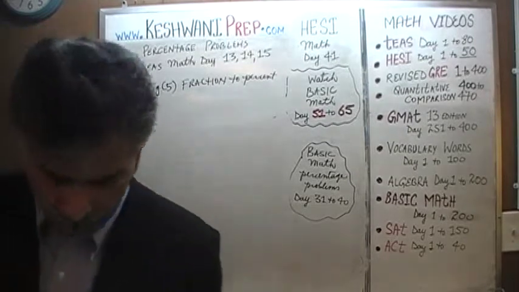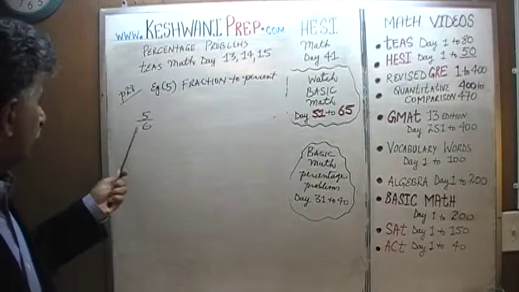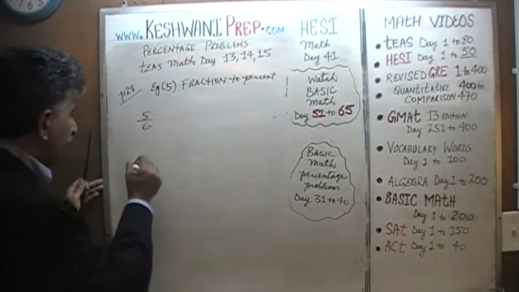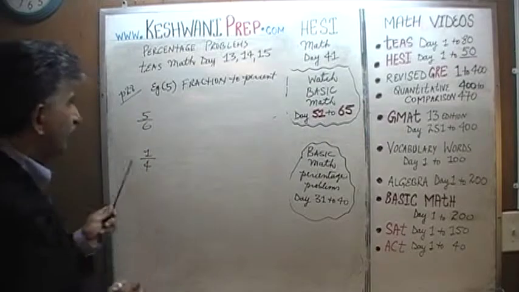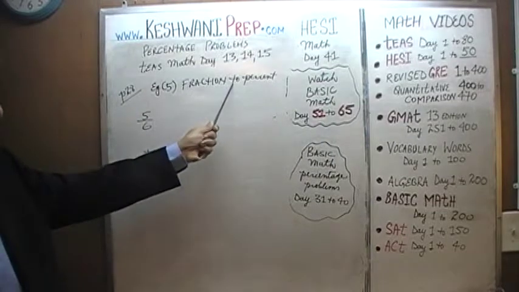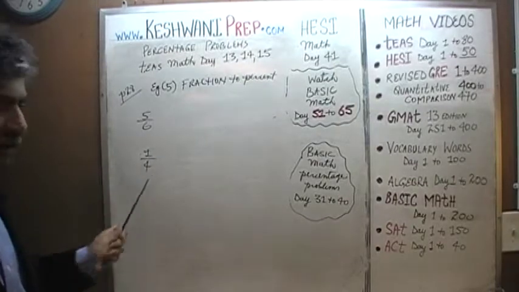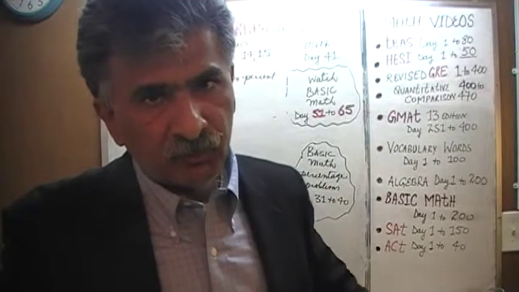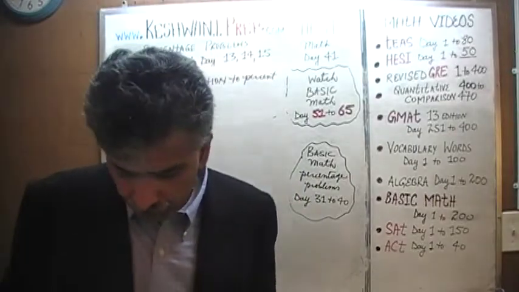Again, before we worry about 5/6, let's talk about a simple fraction that's easy to see. How about 1 quarter? If we were given a fraction of 1 quarter and asked to convert to a percentage, how much is 1 quarter? Of course, we know 1 quarter is 25% or 0.25. The question is, where does it come from?